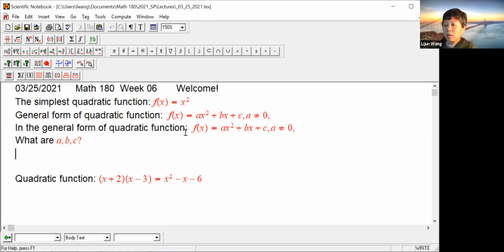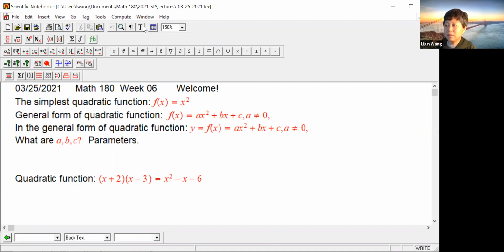We know that x is called the input, f of x is the output, and sometimes we introduce a y, right? In these forms, x is the input, y is the output, f of x is the output, ax squared plus bx plus c is the output. But what are a, b, c? They are called parameters.